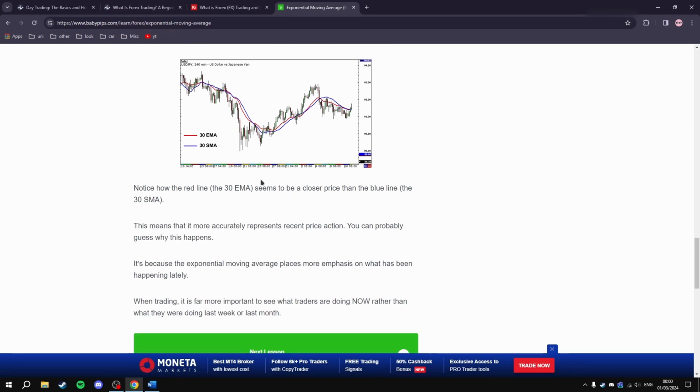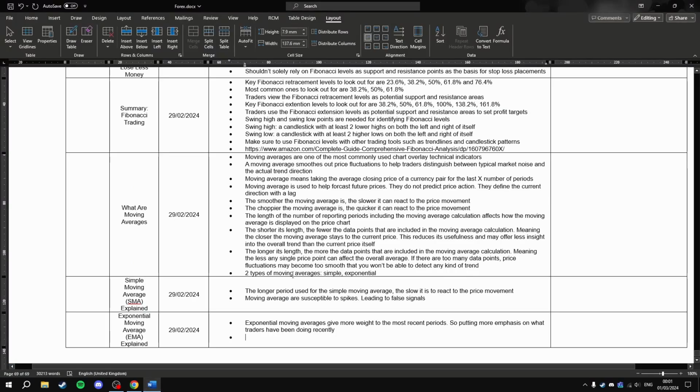This means that it more accurately represents recent price action. You can probably guess why this happens. It's because the exponential moving average places more emphasis on what has been happening lately. When trading, it is far more important to see what traders are doing now rather than what they were doing last week or last month.